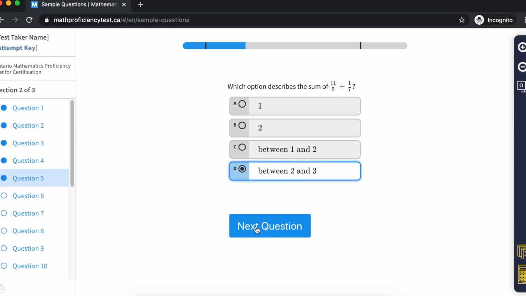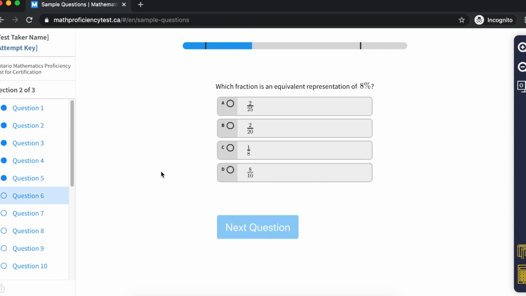Okay, question 6. Which fraction is an equivalent representation of 8%?